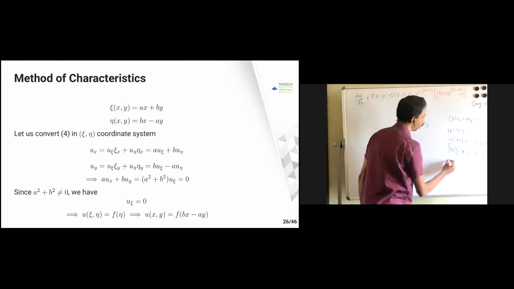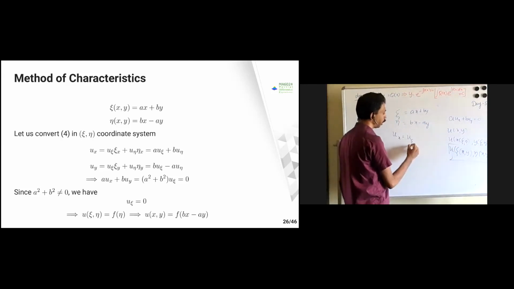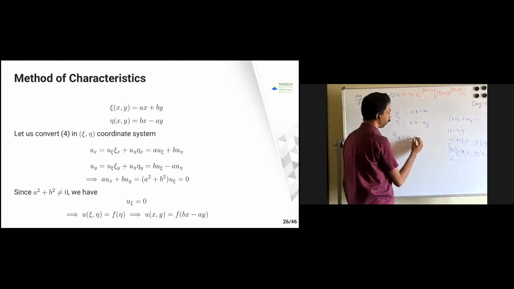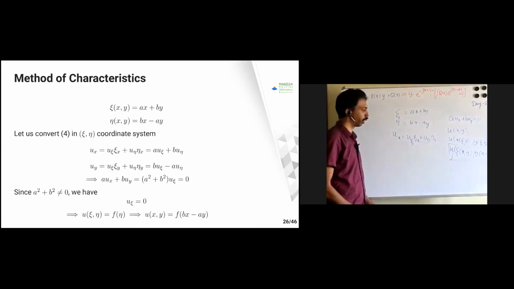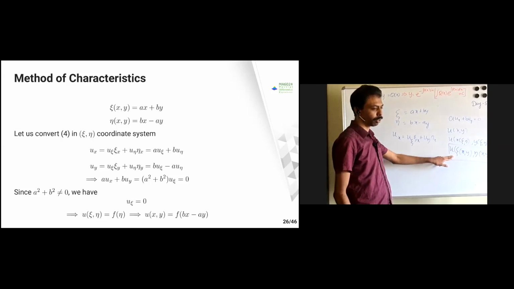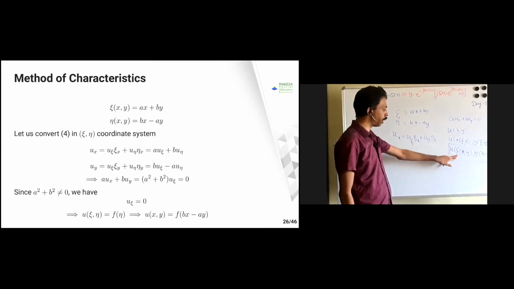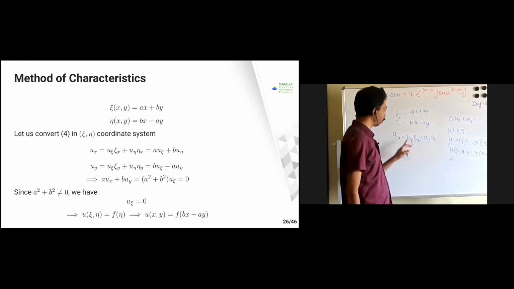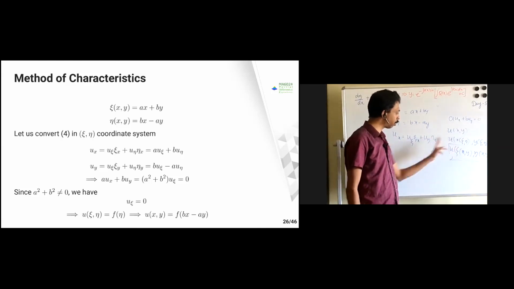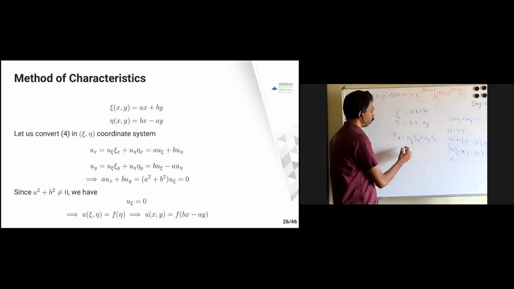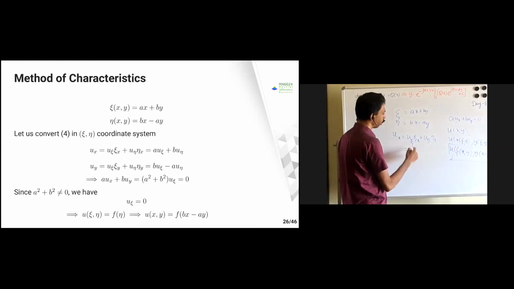Okay, I'm just taking this one. What is this one? u_eta. Again, eta is a function of x, so u_eta eta_x plus u_chi chi_x. I'm just using the chain rule. u is a function of eta, and eta is a function of x, so u_eta eta_x. What is eta_x? Eta_x is a.